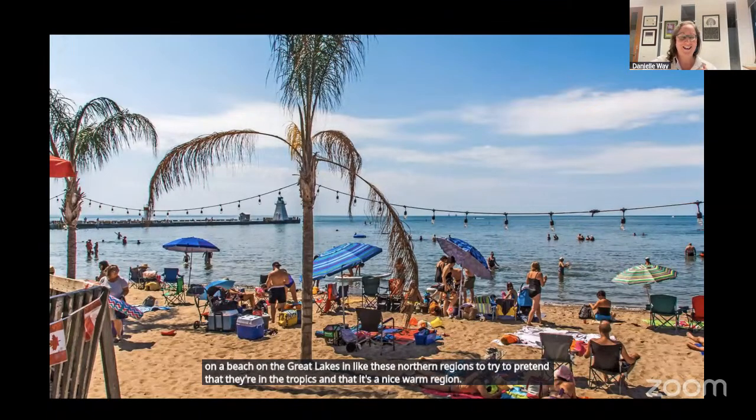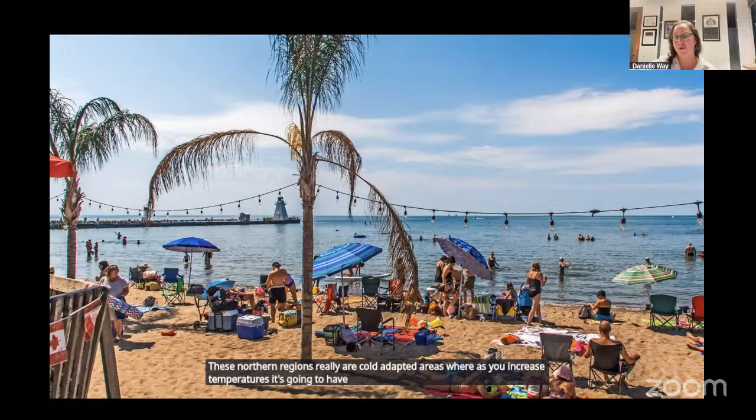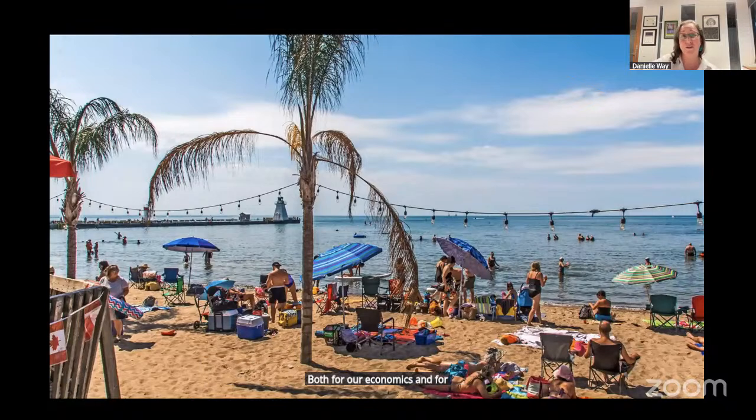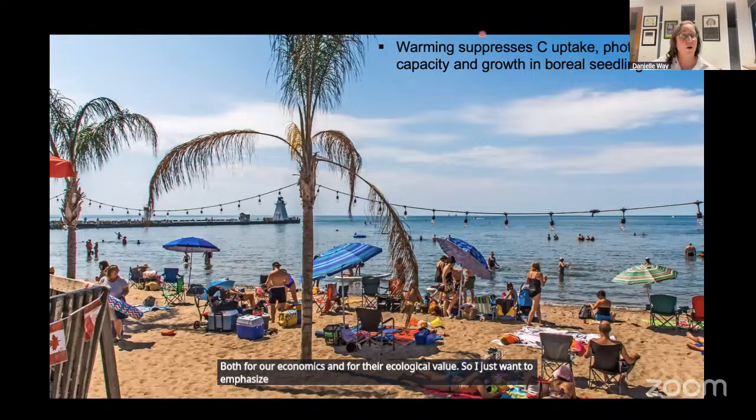Despite our trying to fool ourselves this way, these northern regions really are cold adapted areas where as you increase temperatures, it's going to have a serious impact on the forests that we have there that are so valuable, both for our economics and for their ecological value. So I just want to emphasize that overall what we found is that warming suppresses the carbon uptake and the photosynthetic capacity and the growth in the seedlings of these species. And we're seeing this across all of them, really.